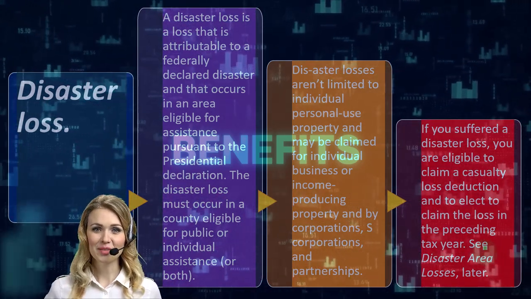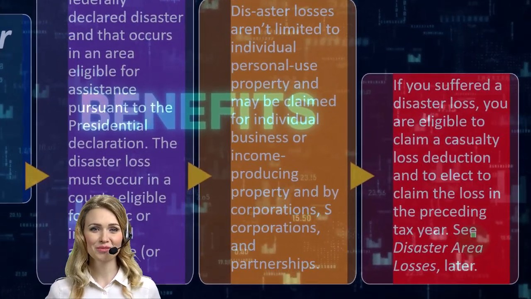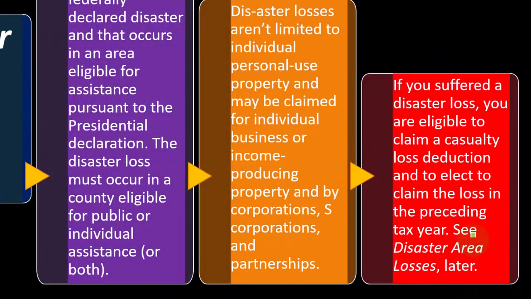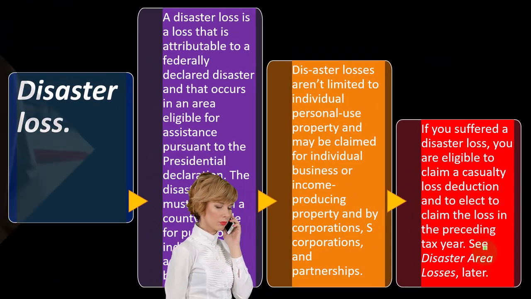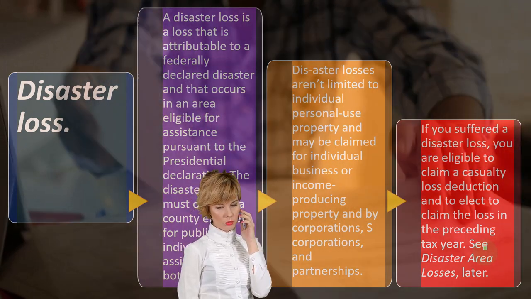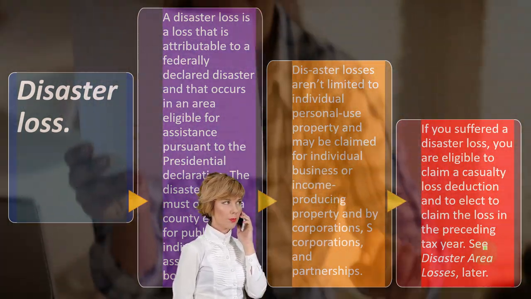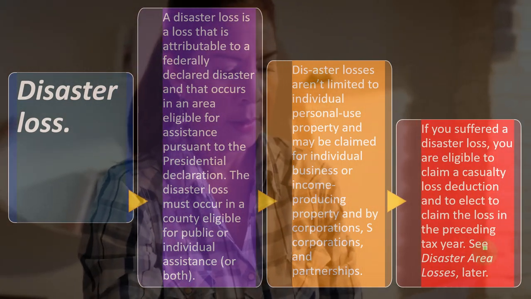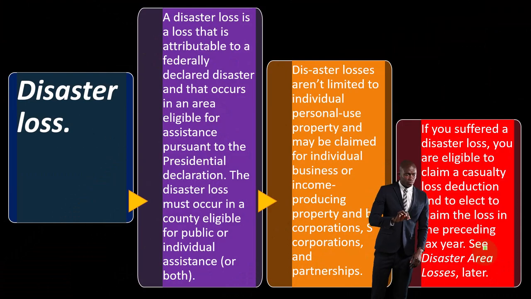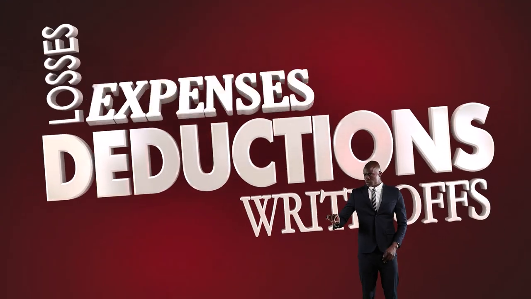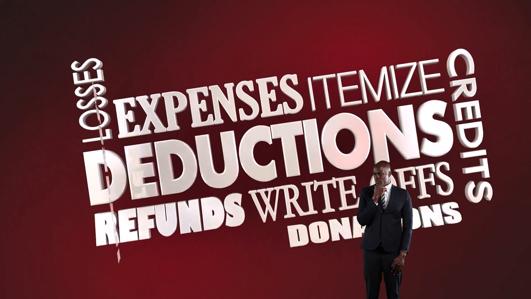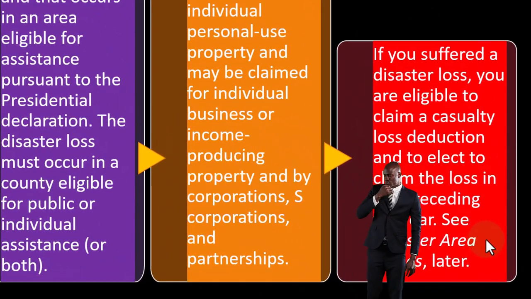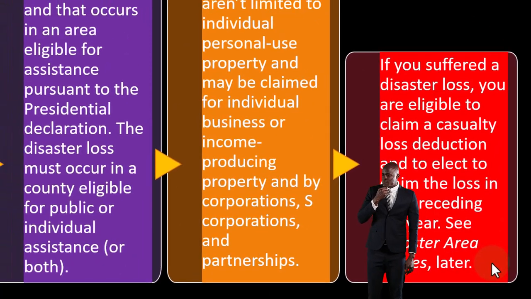So if you can take the loss in the prior year, then maybe your income would have been higher, and maybe you can amend the tax return, or if you haven't filed the tax return, you could file it and possibly get access to the support sooner, and possibly get a higher tax benefit. So you want to take into consideration when you can deduct the loss. Once again, if you suffered a disaster loss, you are eligible to claim a casualty loss deduction and to elect to claim the loss in the preceding tax year. See disaster area losses later.